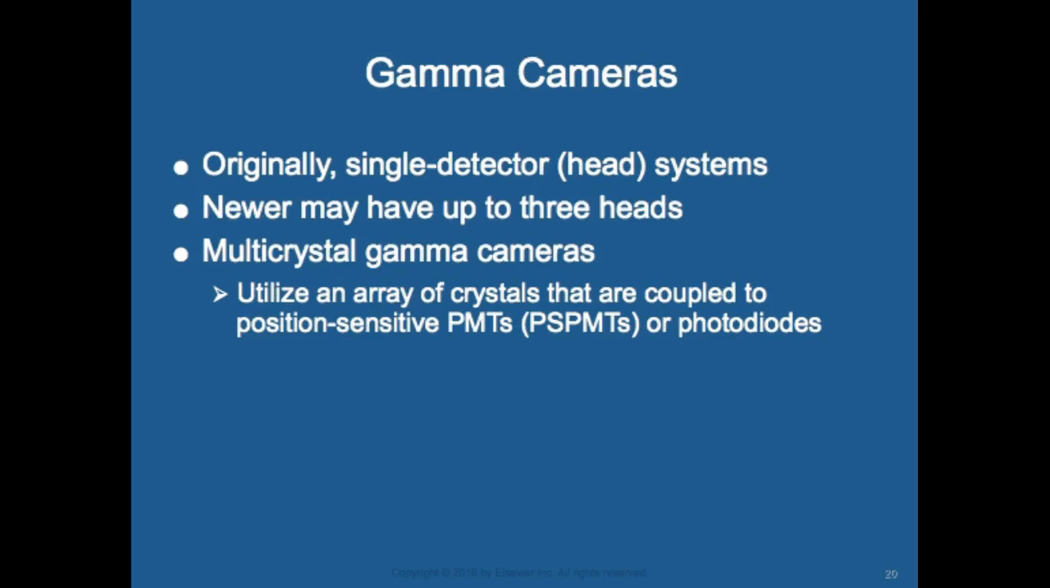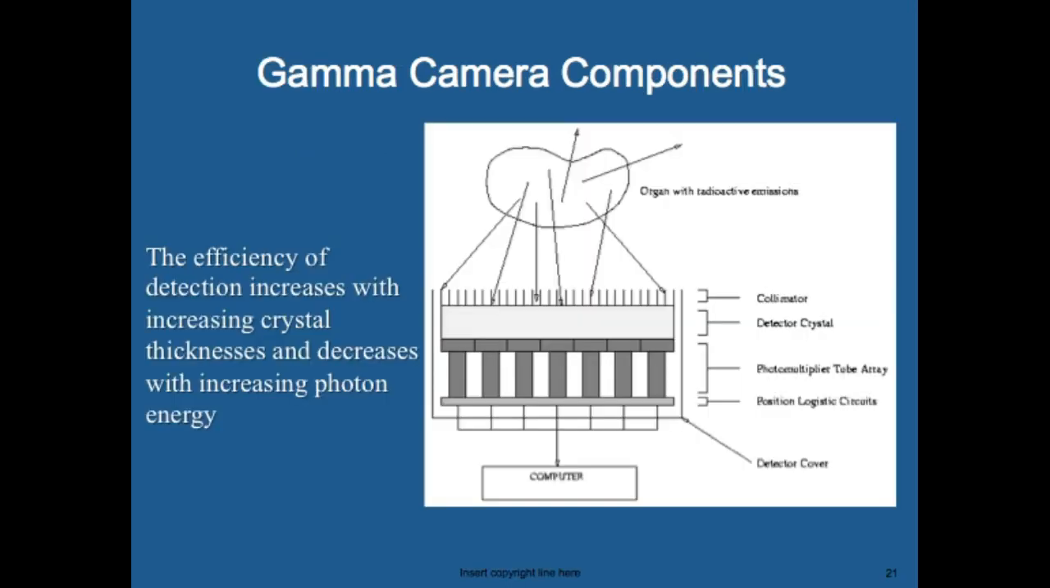So originally single detector heads were used, but newer cameras may have up to three heads, and multi-crystal gamma cameras utilize an array of crystals that are coupled to position sensitive PMTs or photodiodes. So the effectiveness of detection increases with increased crystal thickness and decreases with increased photon energy.